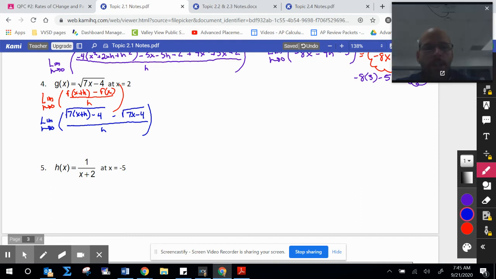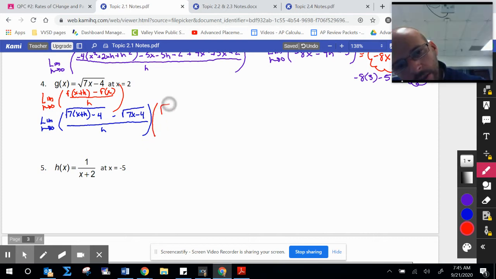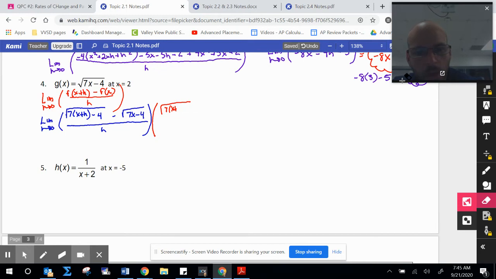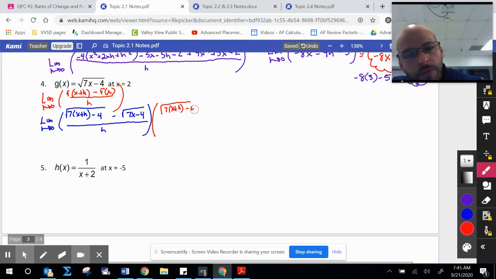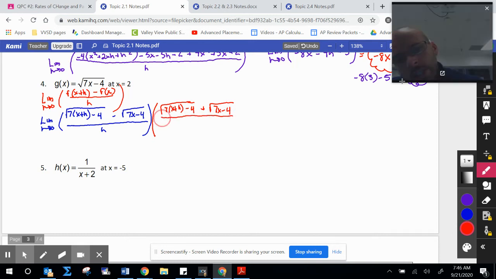Okay, so what I want to do now is, when I have these radicals, I need to use the operation of the conjugate. So I am going to multiply the top by the square root of 7 times (x plus h) minus 4 (excuse me, I put a 4 there), and then plus the square root of 7x minus 4. So I'm using the conjugate, and you have to do the conjugate to both the top and bottom.